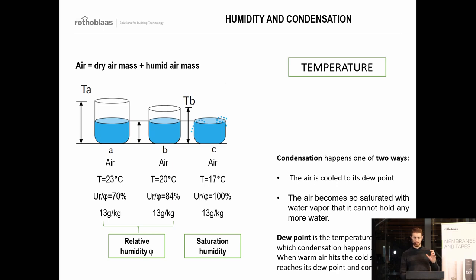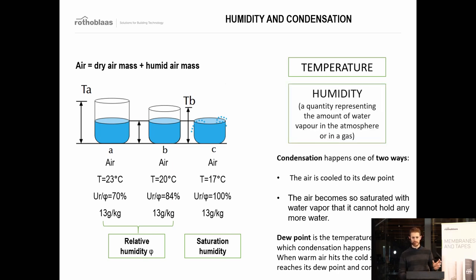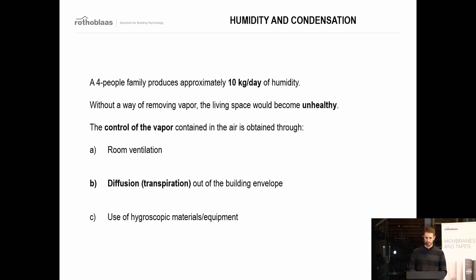And so temperature, as we understood now, is very important, and humidity. So these two things are very important to keep in mind. The relationship between temperature and humidity, that's really the two things that you have to talk about. Just to give an example, a family of four people is producing approximately 10 kilos of humidity a day, just cooking and through our breath, for instance. And so this can actually make a very unhealthy place in which we live.